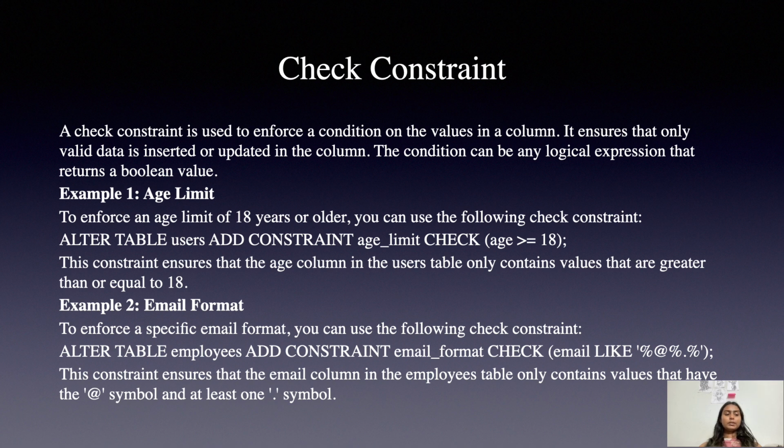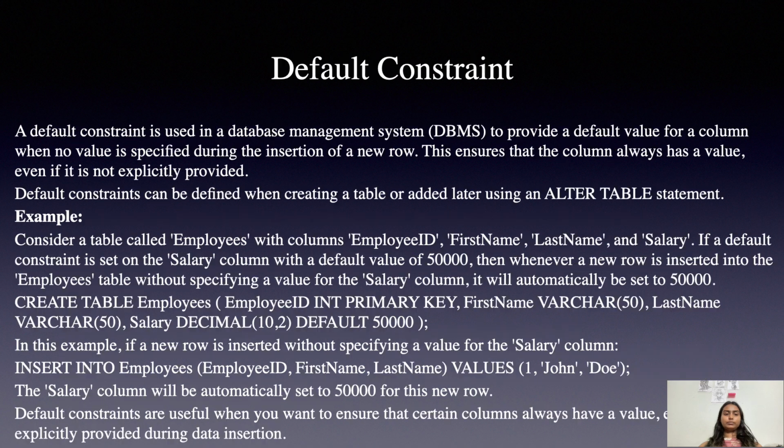Example 2: email format. To ensure a specific email format, you can use the following check constraint: ALTER TABLE employees ADD CONSTRAINT email_format_check CHECK (email LIKE '%@%.%'). This constraint ensures that the email column in the employees table only contains values that have the @ symbol and at least one dot symbol.